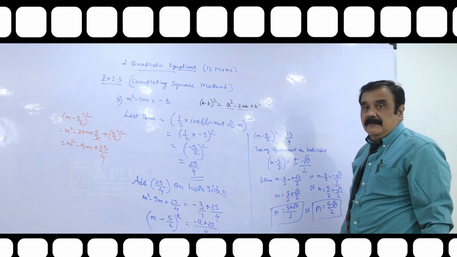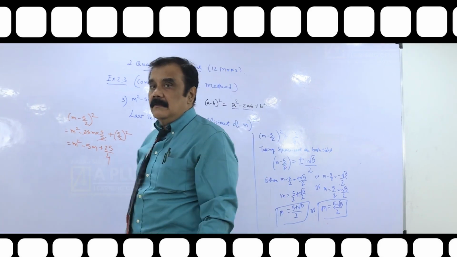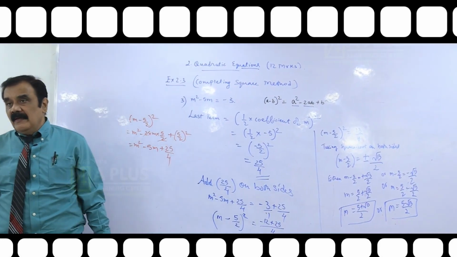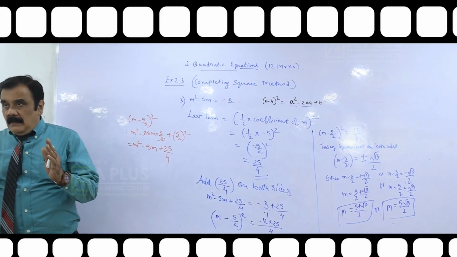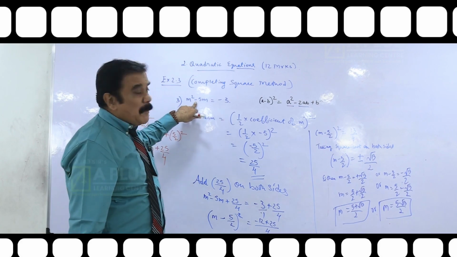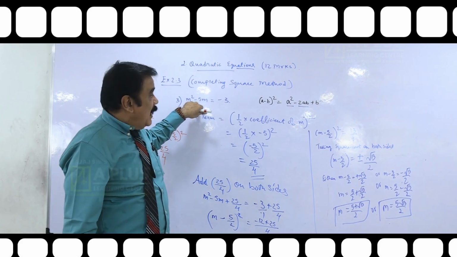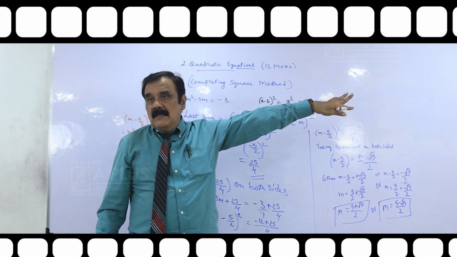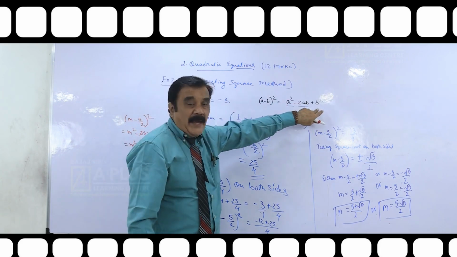This is your answer. Understood? That is how you have to find by completing square method. How easy is that? Understood? This formula you remember. Now sometimes it will be plus. Okay? And always remember your last term is always positive. Last term is always positive because it is square.